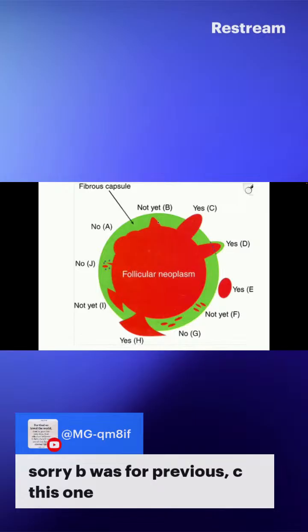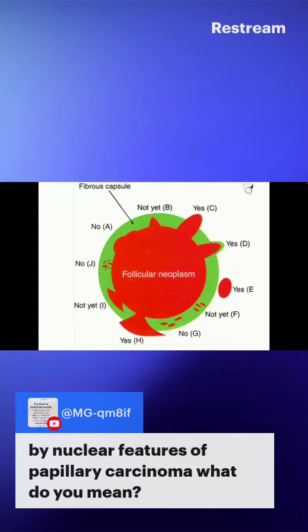And there is a budding here, but it's inside the capsule. So if it is still inside, we can say that this is only follicular adenoma. Now this one is budding outside, so this is follicular carcinoma. This one is budding outside and taking the capsule with it. Also, this is a follicular carcinoma. This one is completely outside the capsule, which is a follicular carcinoma.